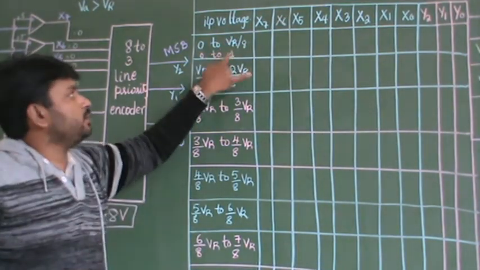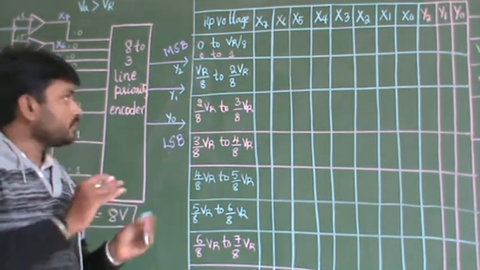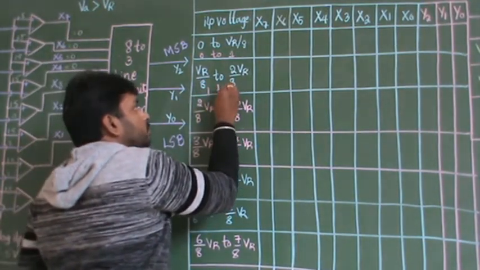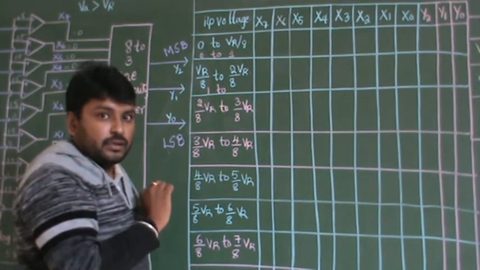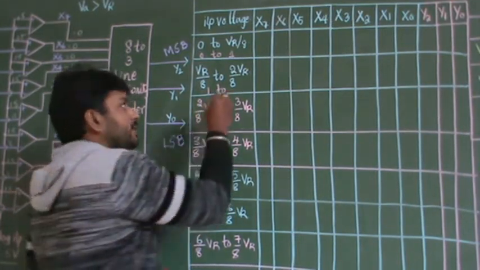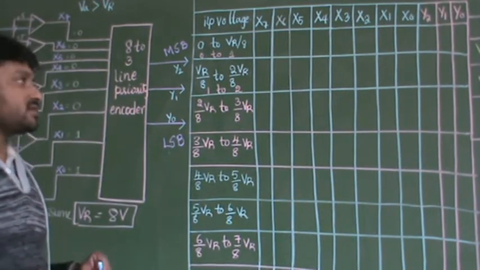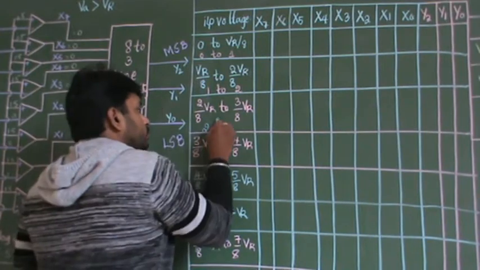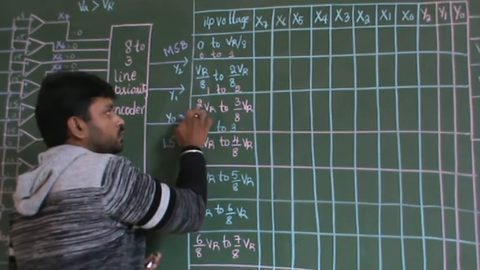So 8 by 8 will be 1, right? Now, how have I done this? VR by 8, 8 by 8, again it is 1. So 1 to 2 by 8 is nothing but what? 2 by 8 into 8 is nothing but 2. I am assuming VR as 8 volts. So 1 to 2, then 2 to 3. See here, VR is 8, and 8 and 8 cancel, so 2 to 3.